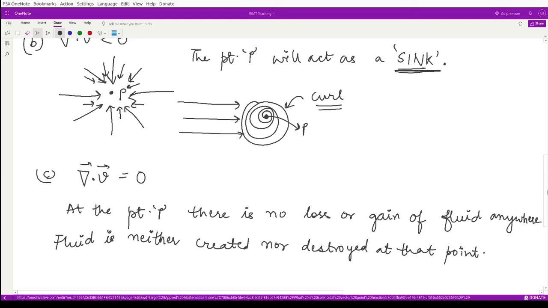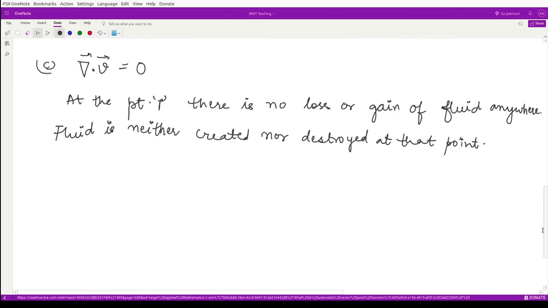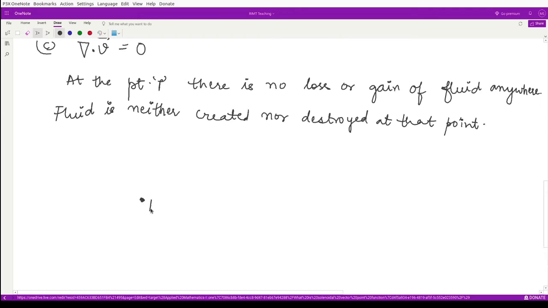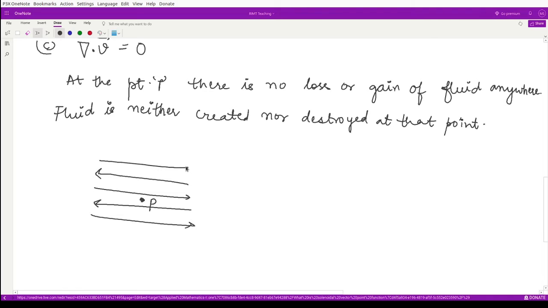So this thing is described by drawing like this. Suppose this is your point P. So here whatever is the fluid that is coming in, the same is going backwards, and so on. So that means the overall effect here is nullifying each other. So we can say here no sources or no sinks are present.